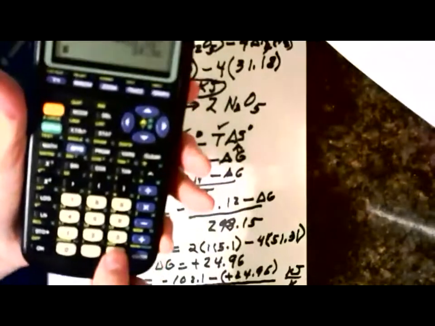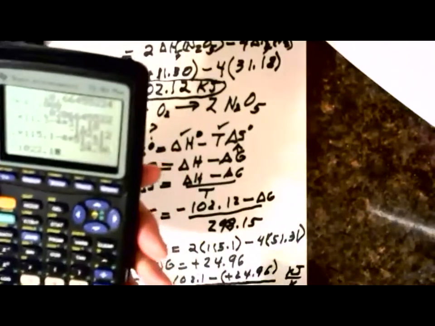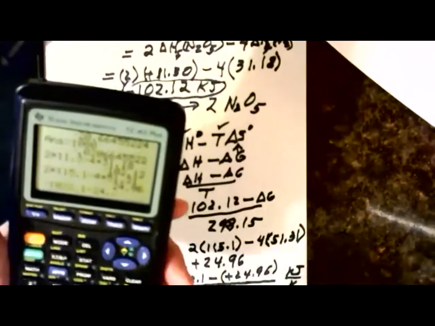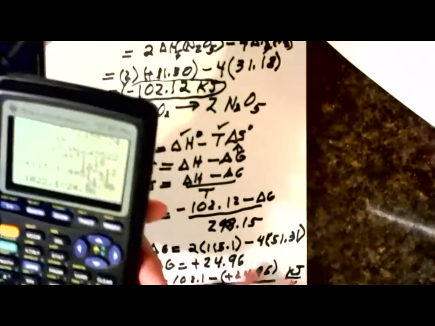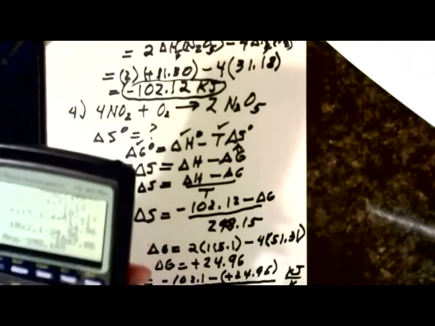I'm going to do just what I'm showing right there on my calculator. I'm going to do the little minus down here, that minus 102.1. Now I want to subtract, that's that minus 24.96. And I need to evaluate that. So I'll do enter, and that comes out with minus 1047.06. I want to divide that by 298.15.